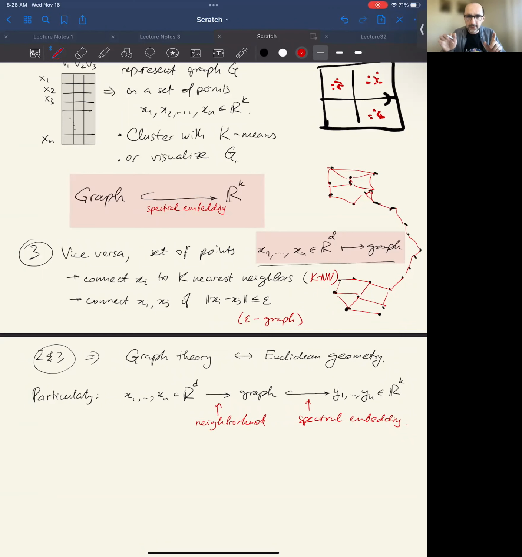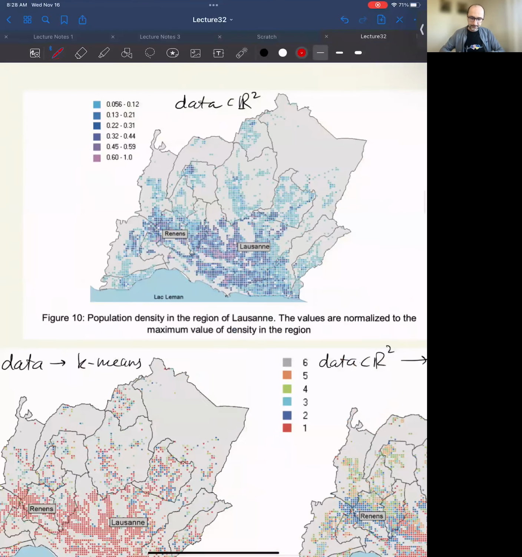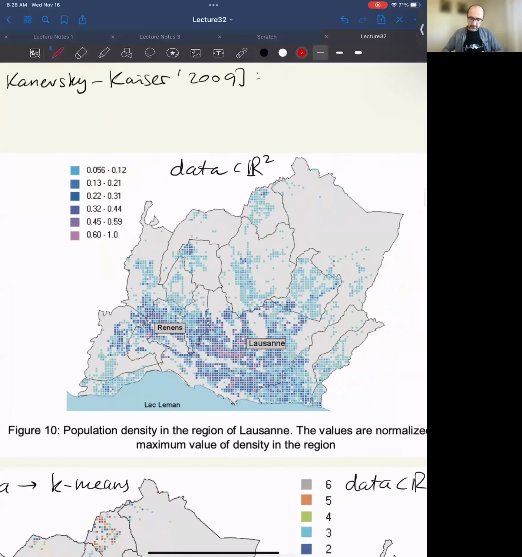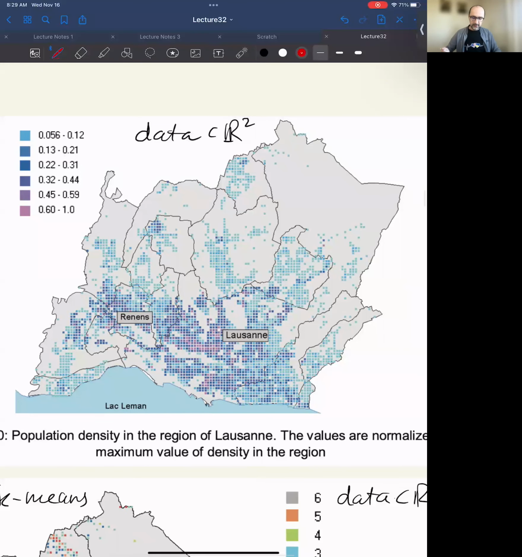Yeah, by the way, is everything okay now? Any questions? We're good? Okay, this is how it works. This is one example. This is from someone else's paper, and this is a population density in the region of Lausanne in Switzerland. Renault is a suburb of Lausanne, and here is the data. The data is simply the people that live in these different points.